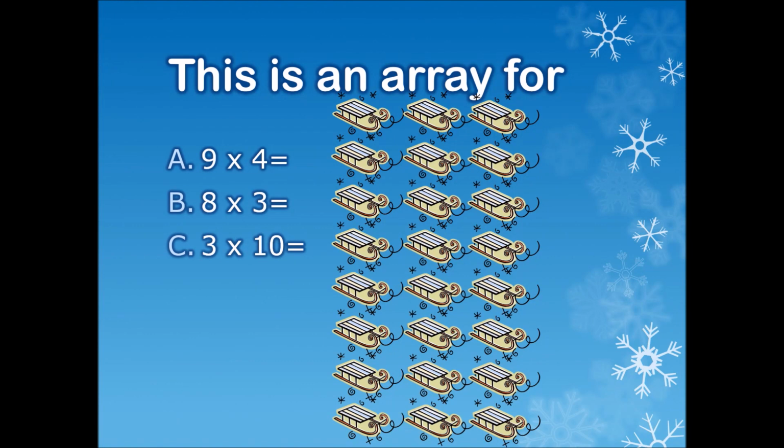This is an array for A, 9 times 4, B, 8 times 3, or C, 3 times 10. I already can see just by looking quickly that it can't be A. Why is that? Think about it. It can't be A because I see 1, 2, 3 columns, so 3 has to be somewhere in my answer. You decide, is the answer B or C by counting your rows going left to right?